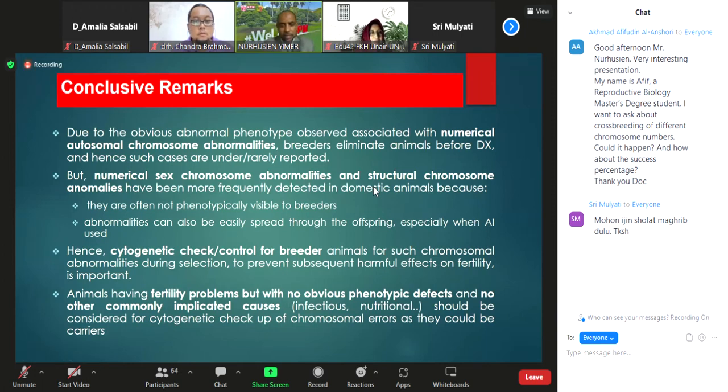So as a result of this, my conclusive comment is we need to make sure that animals to be used for breeding are also checked for these cytogenetic problems, all right, before they are allowed to go for breeding, in order to prevent any harmful effects of infertility, sterility, and so forth within the herd, all right? And animals having fertility problems but with no obvious phenotypic defects, like carriers, for example, with the translocation 129, we need to also be careful of those kinds of animals.